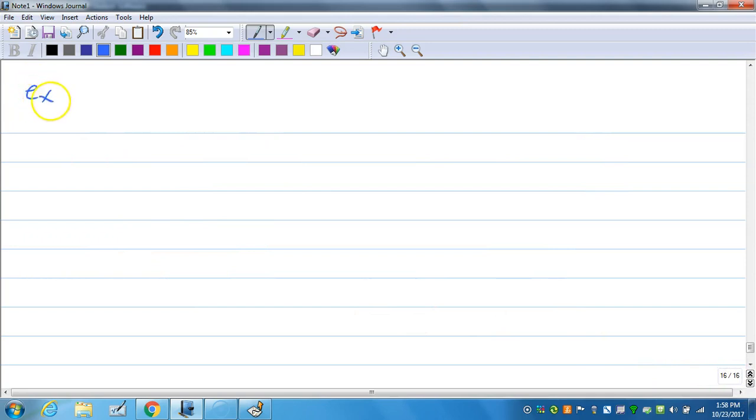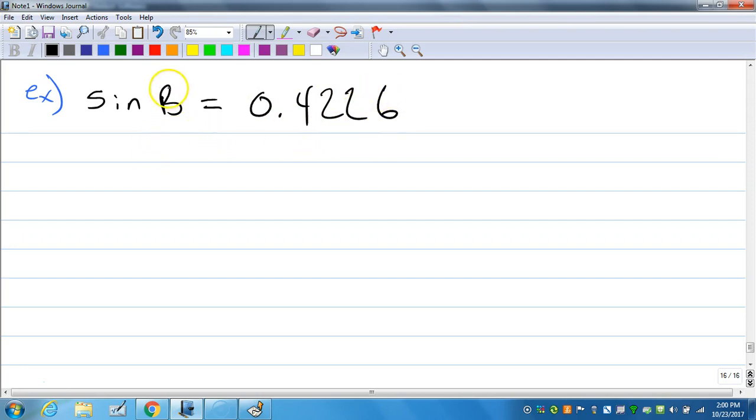Then the last few questions are, for example, where we're going to find the angle except without a picture. So for example, the sine of angle B is 0.4226. And you're like, what? You're looking for the missing angle. What is angle B is equal to a question mark?